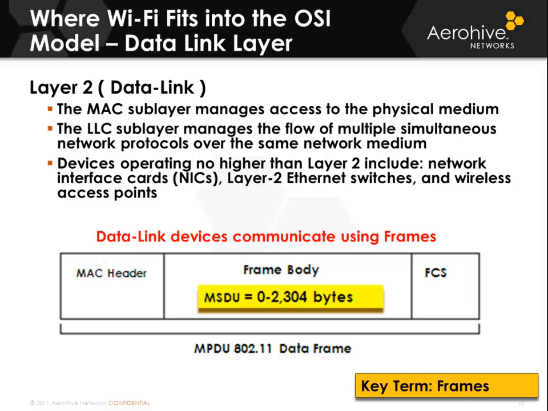Everything inside the frame body has the potential of being encrypted using several different types of encryption as laid out by 802.11i. The MAC header and the trailer are never encrypted. They have to be in clear text in order for the devices to know how to communicate with each other, even on a wired network.